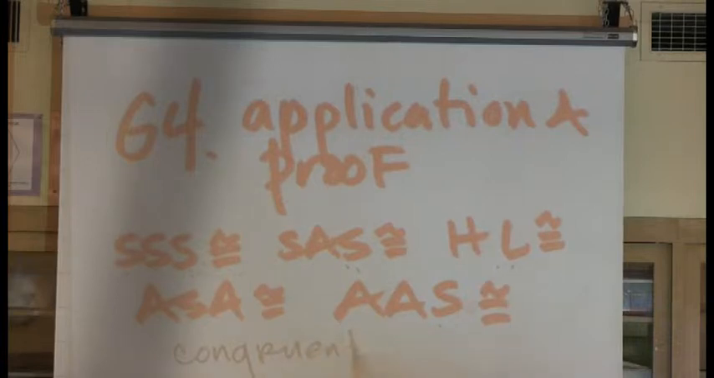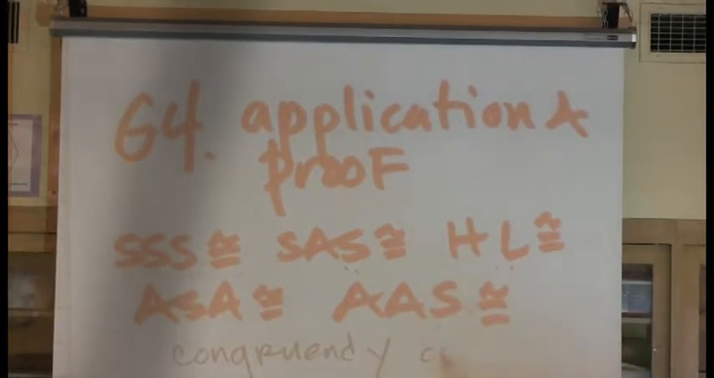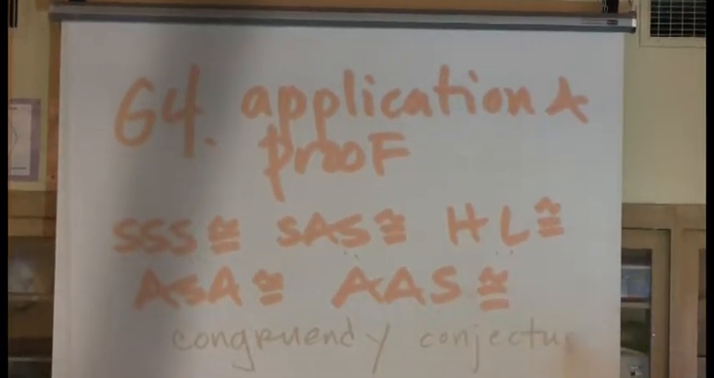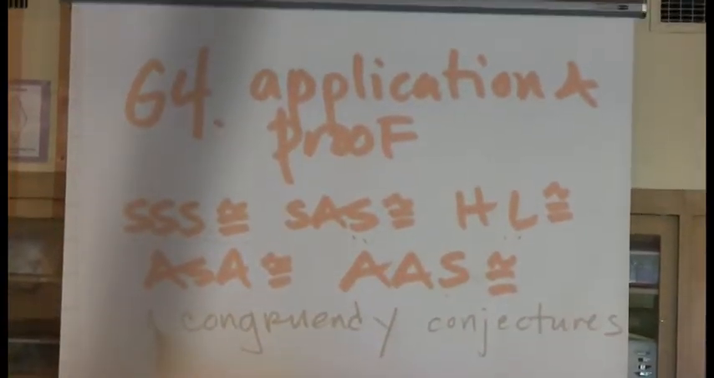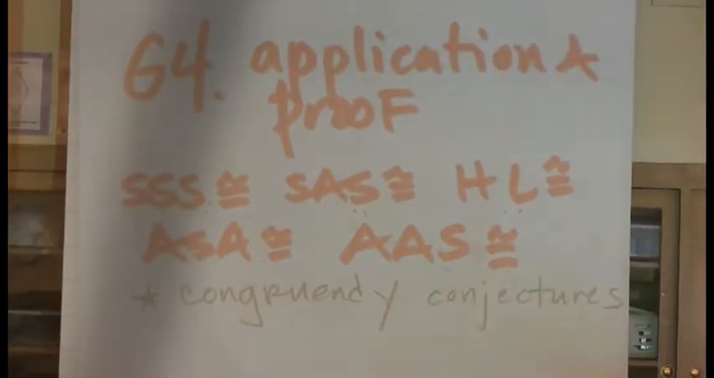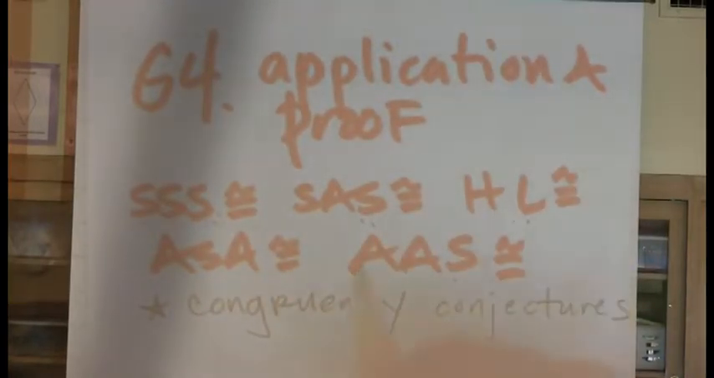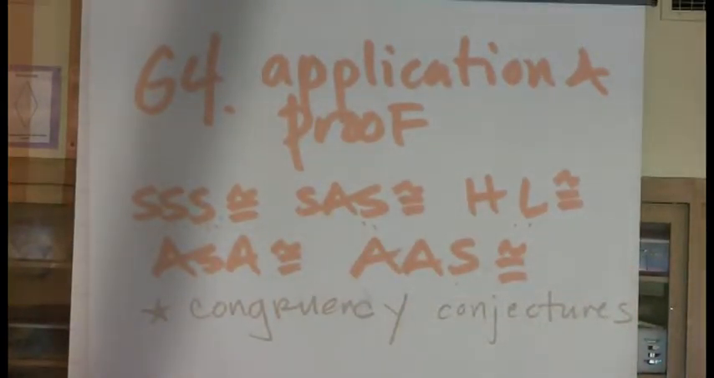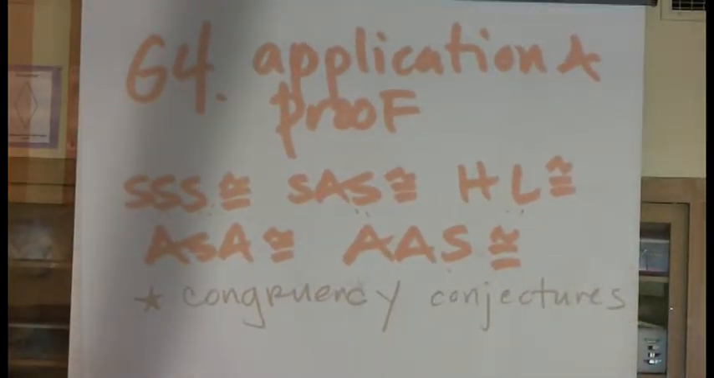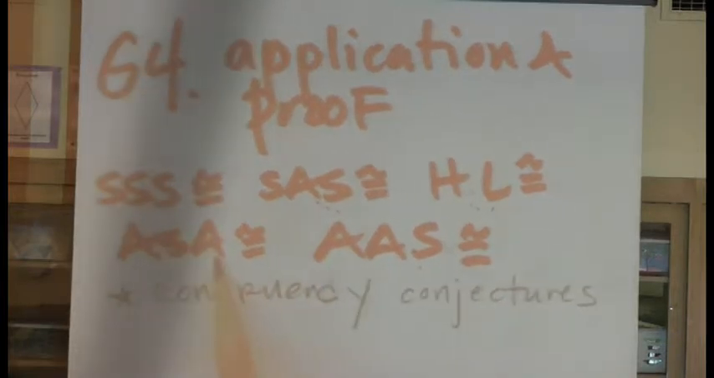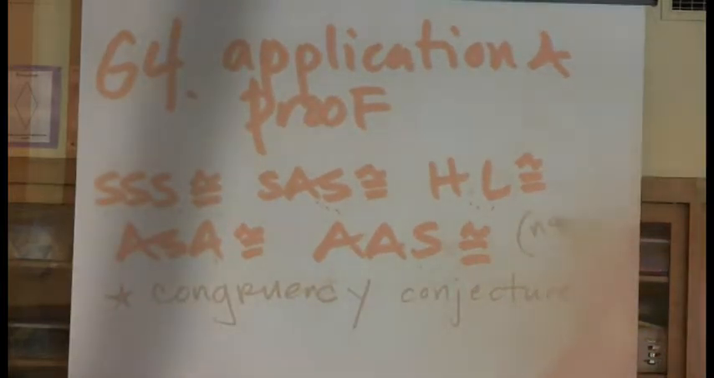are called congruency conjectures. You don't have to memorize that. What you need to know is if somebody asks you, say on a test or a quiz, to prove something is congruent, your final conclusion is going to be one of these 5 things. Or, if none of these, not congruent.